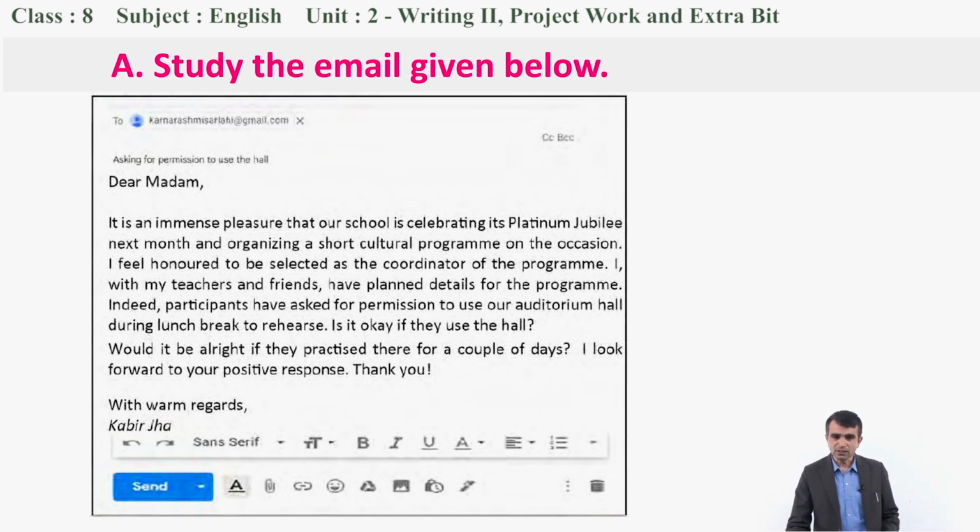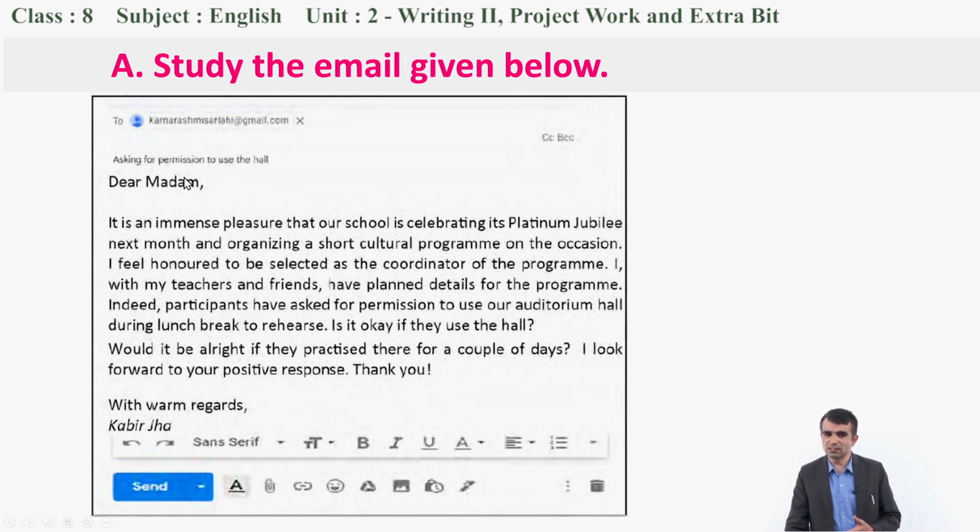Here, who has written this email? You can see here. Who has written? Kabir Jha. Good. To whom? Who is this email directed to or addressed to?